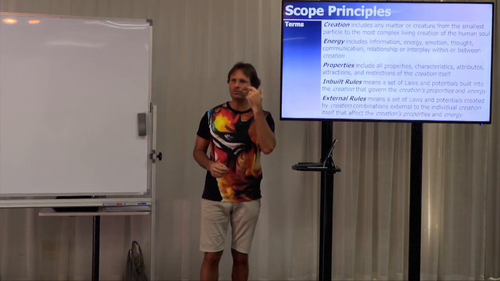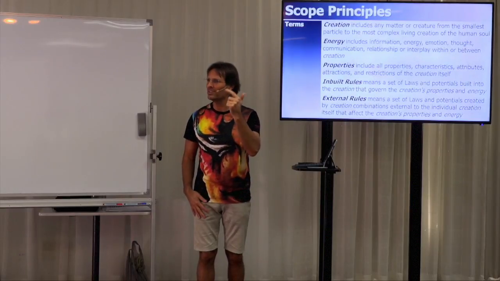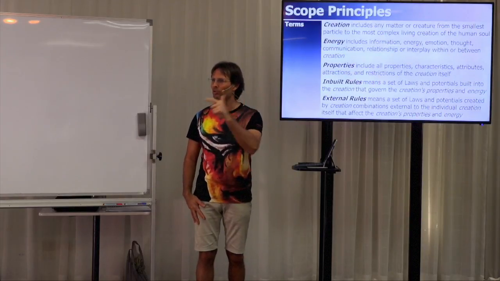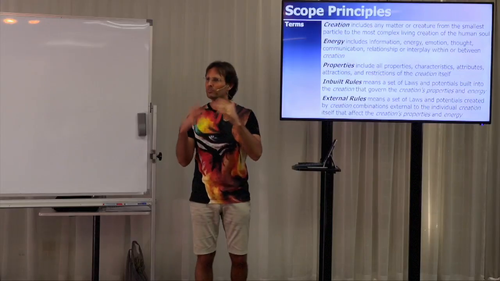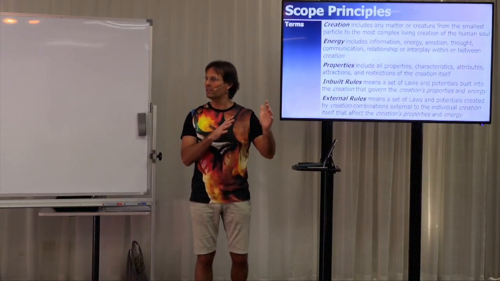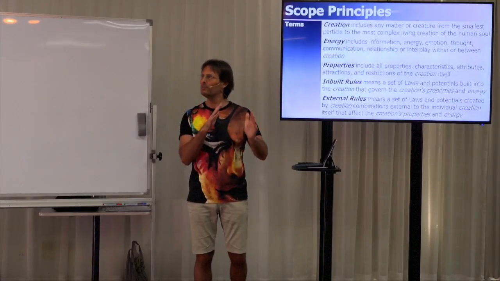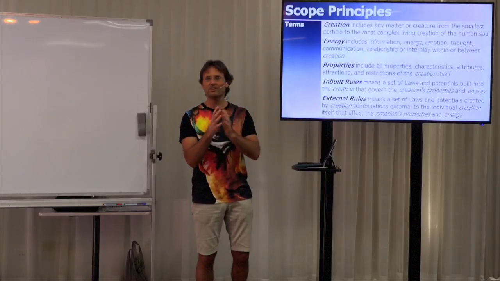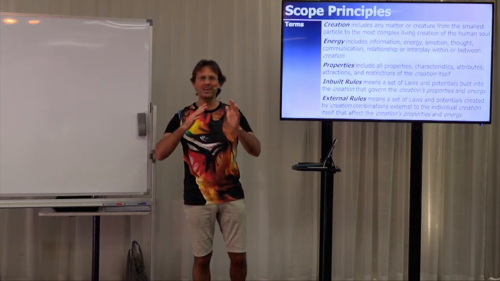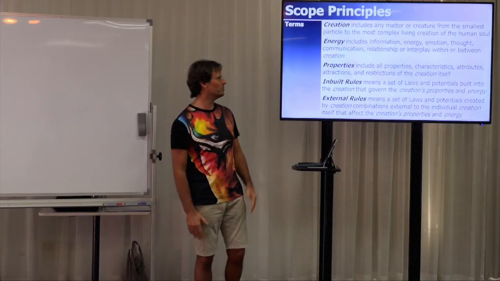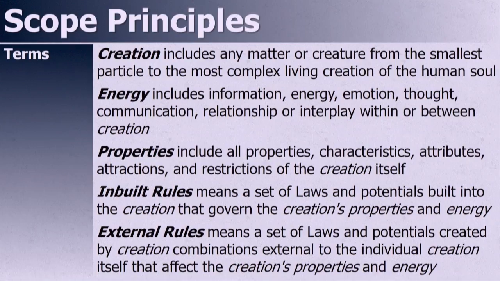To illustrate that, you have eyes. Now those eyes have properties. Some of your eyes have a property that makes them brown. Other ones have a property that makes them blue. Does that make sense? We're terming that as a property. The eye itself is a property of the body. Right? The body itself is a property of the spirit body, and the spirit body is a property of the soul. So you can see that everything has properties and subsets of properties and so forth, and you could drill down through the properties. Inbuilt rules means a set of laws and potentials built into the creation that govern the creation's properties and the energy.